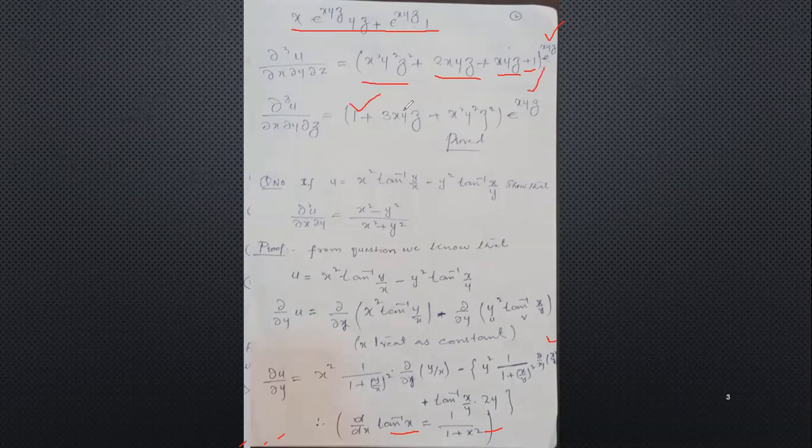Now we have proved that the third-order partial derivative of u with respect to z, y, and x equals 1 plus 3xyz plus x square y square z square, into e power xyz.